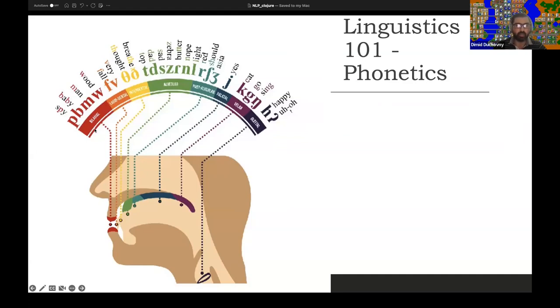Some, for example, P or B are bilabial, which means they're pronounced with both lips. And there are other sounds which are pronounced even further back. This is called the place of articulation. And we also have distinctions between consonants and vowels, and fricatives like F, V, or stops like P and B. I won't go into all the details now.